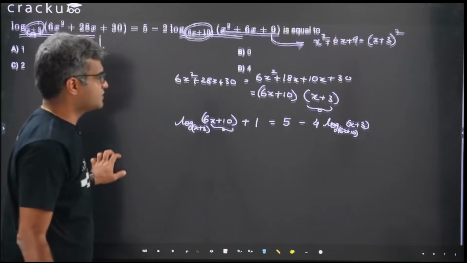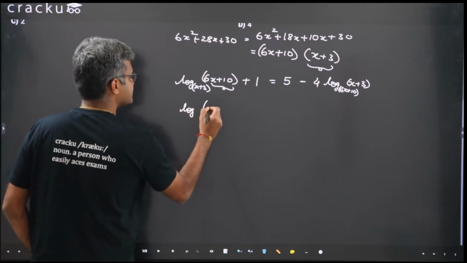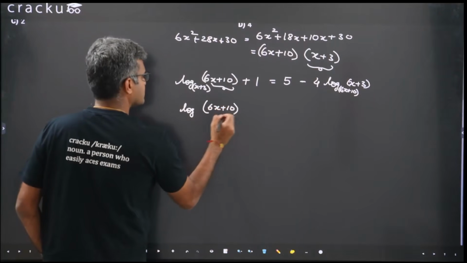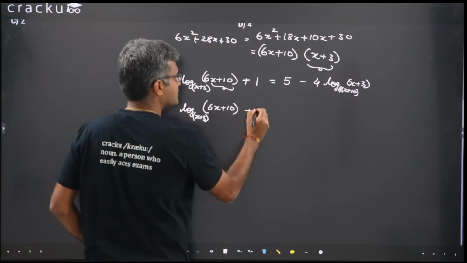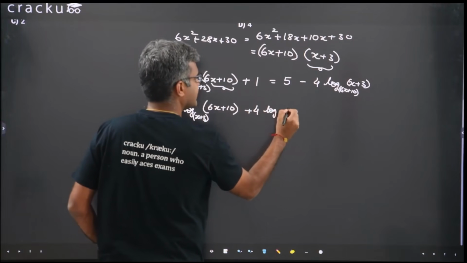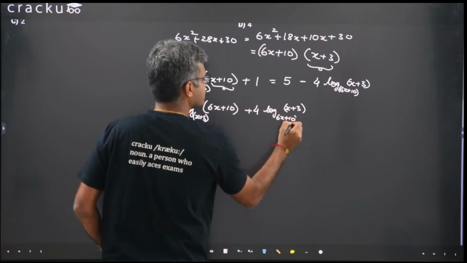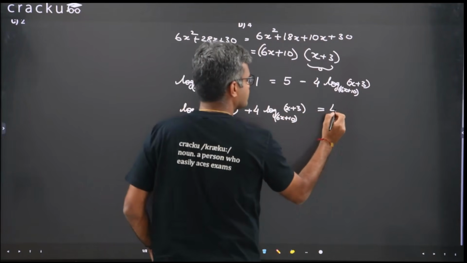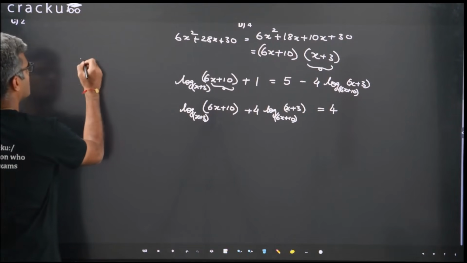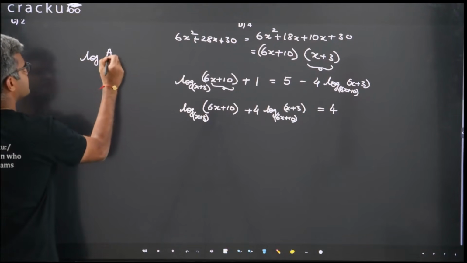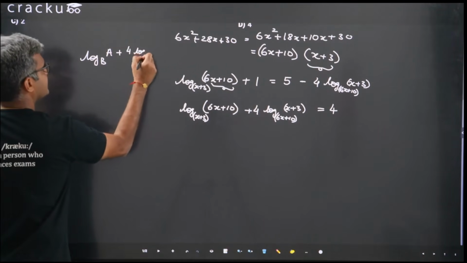If you are bringing both the logarithms to the left hand side, we are going to get log of 6x plus 10 to the base x plus 3, plus 4 times log of x plus 3 to the base 6x plus 10, is equal to 4. Now what you should notice is this is of the form log of a to the base b plus 4 times log of b to the base a.